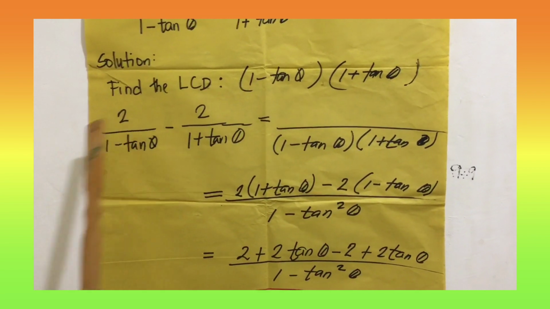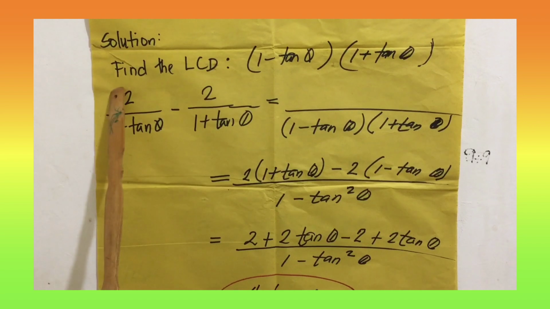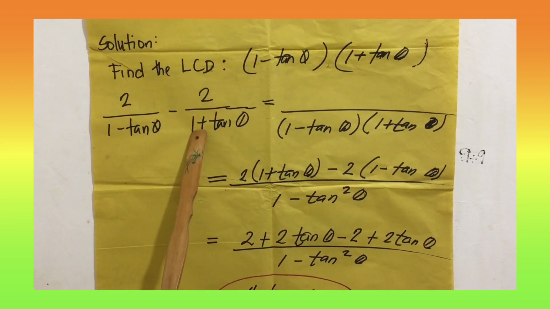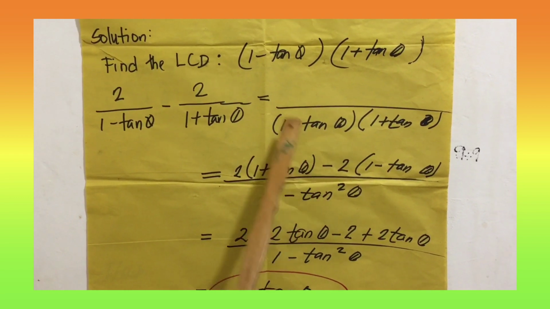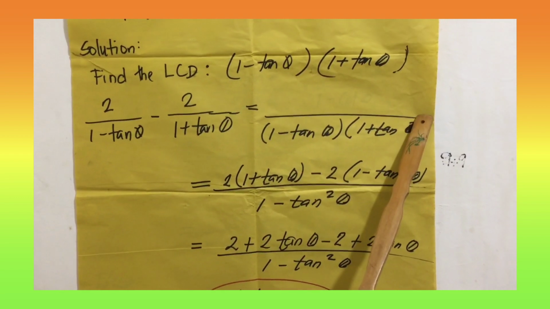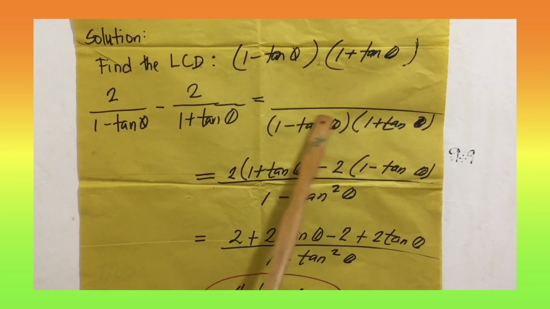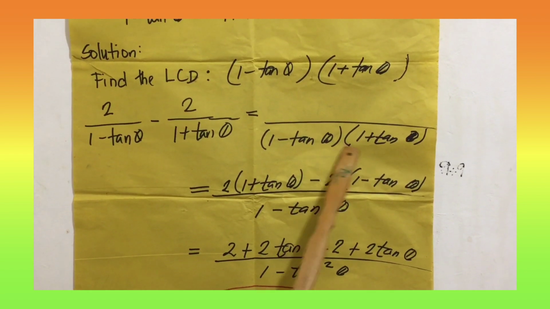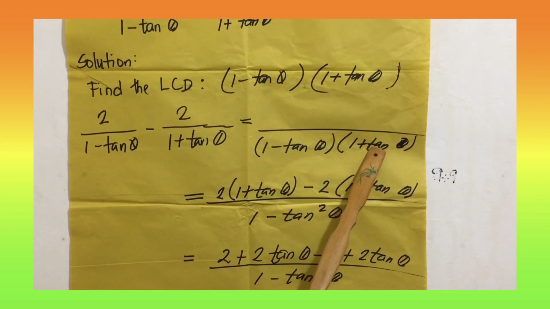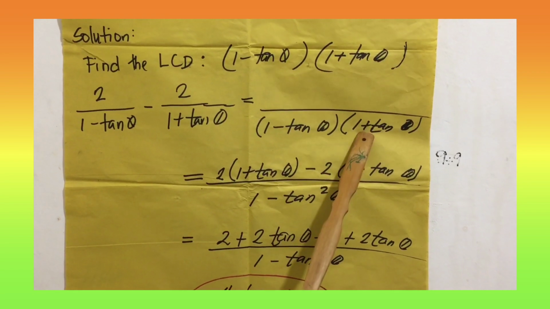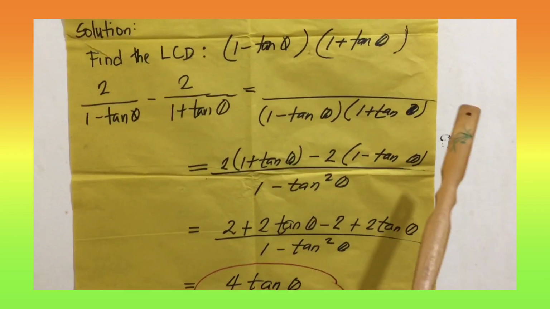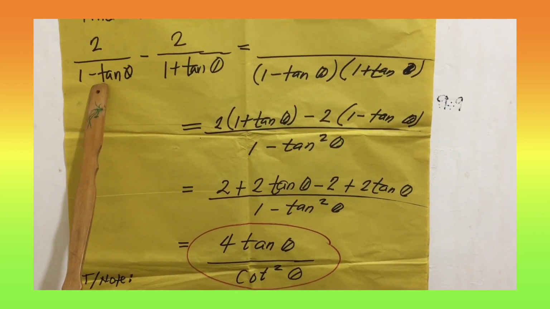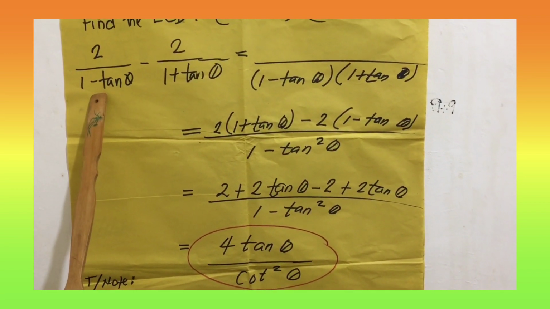Then we're going to write at the left side of the equation, we have 2 over 1 minus tangent theta minus 2 over 1 plus tangent theta equals 2. You have to write first the division line, and below the division line, we're going to write the LCD. Our LCD is 1 minus tangent theta, quantity 1 plus tangent theta. So we're going to multiply this. But before we do that, we're going to divide this LCD by the denominator of the first expression.